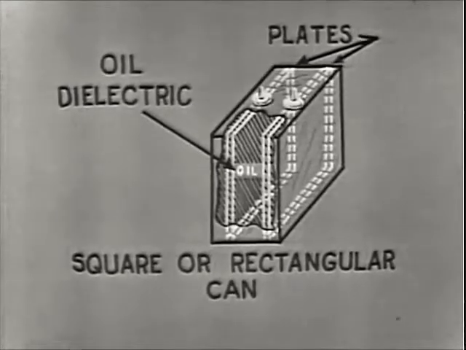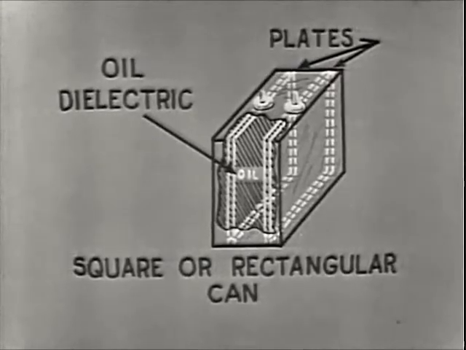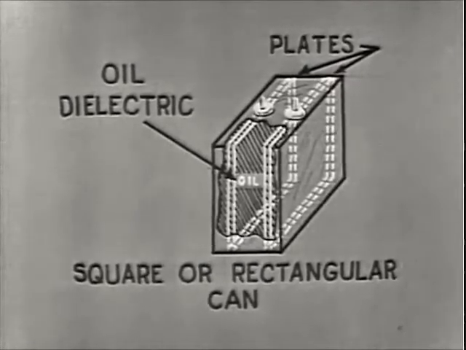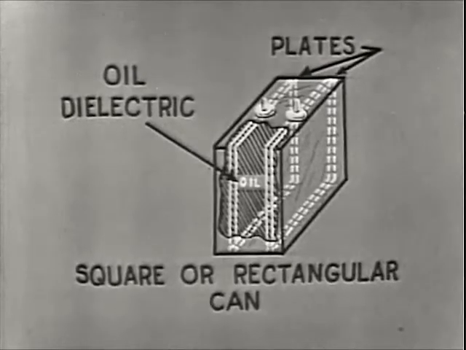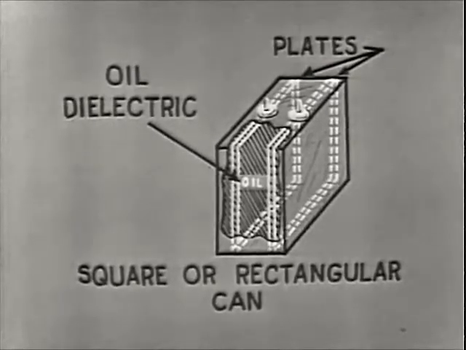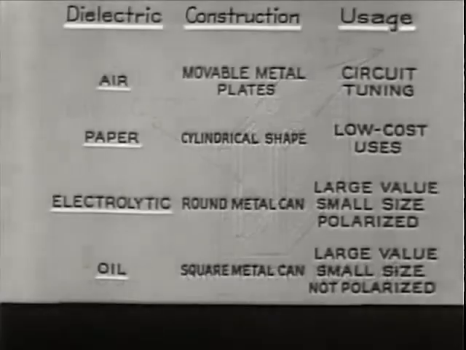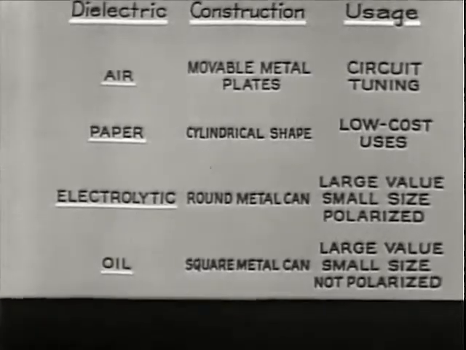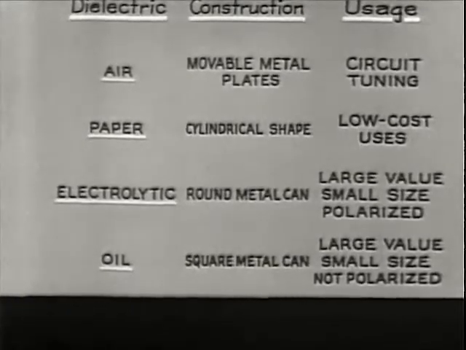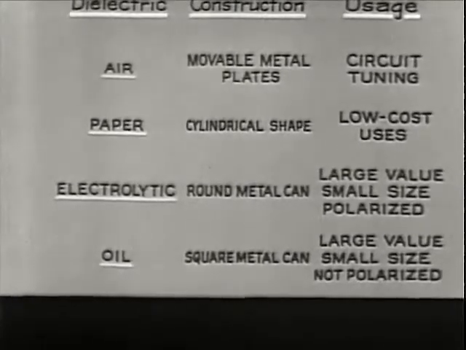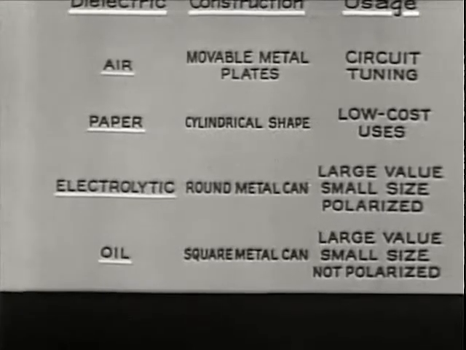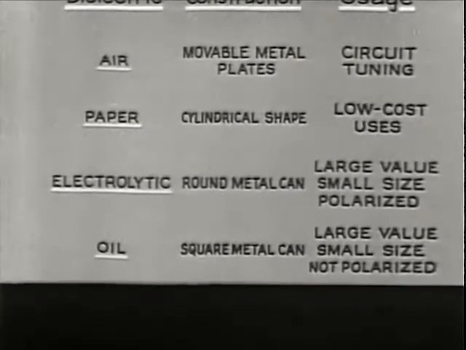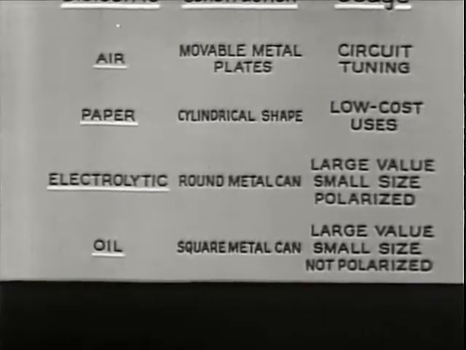You'll notice that there are no polarity markings on the can. It is not polarized and can be used in both DC and AC circuits. Remember, large capacitors of the electrolytic and oil-filled types are both contained in metal cans. They are both relatively small in size, that is, small for the amount of capacitance they have.